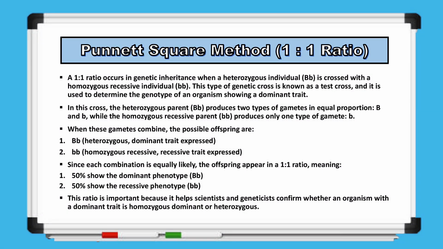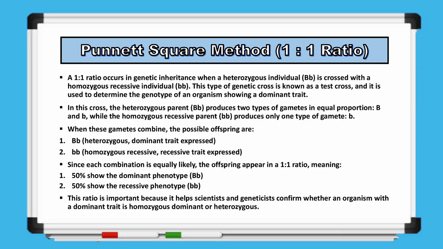We will look at the 3:1 Punnett square ratio later, but first we will study the simpler 1:1 ratio because it is easier to understand. The 1:1 ratio occurs in genetic inheritance when a heterozygous individual is crossed with a homozygous recessive individual. This type of cross is called a test cross and is used to find out the genotype of an organism that shows a dominant trait.